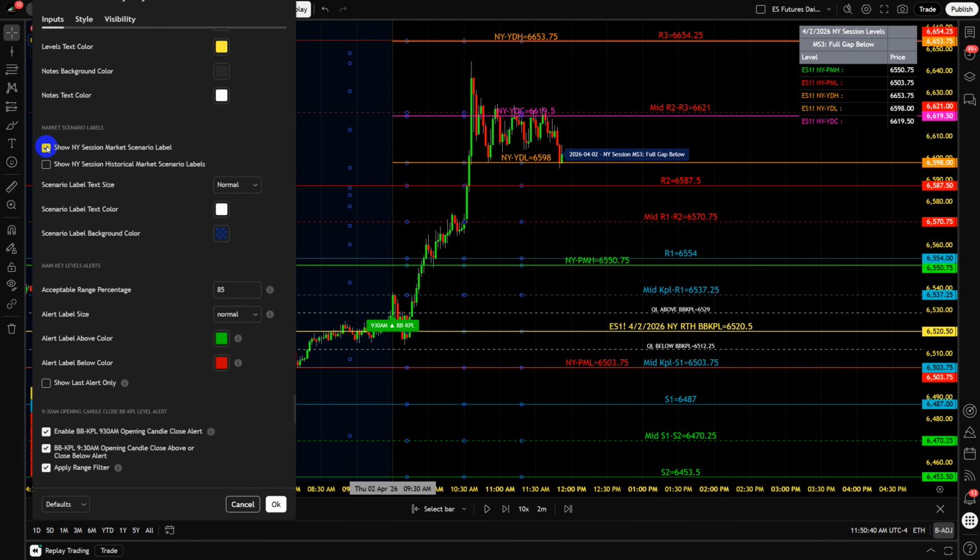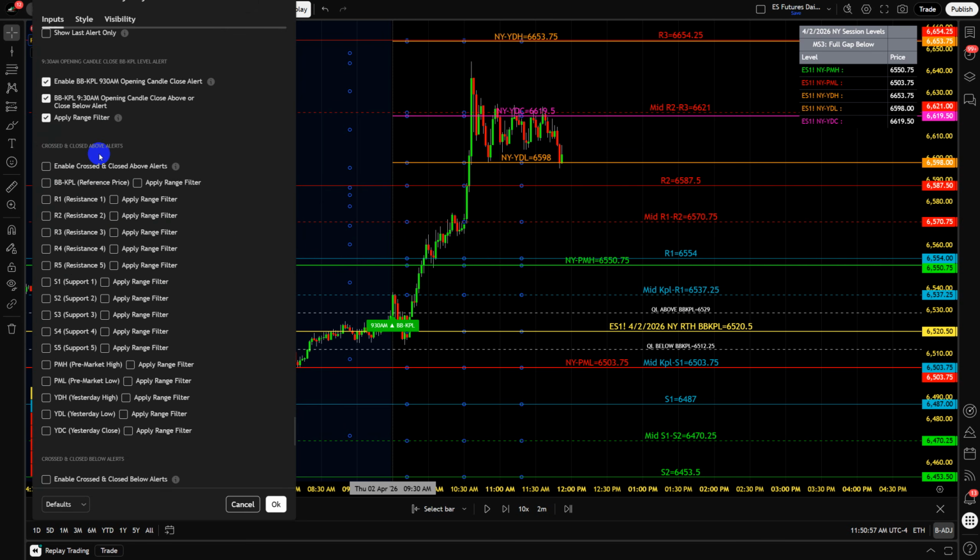First off, we'll turn off this scenario label here. As you can see here, you can control the size of the label, the text color and the background color if you wish to change that.